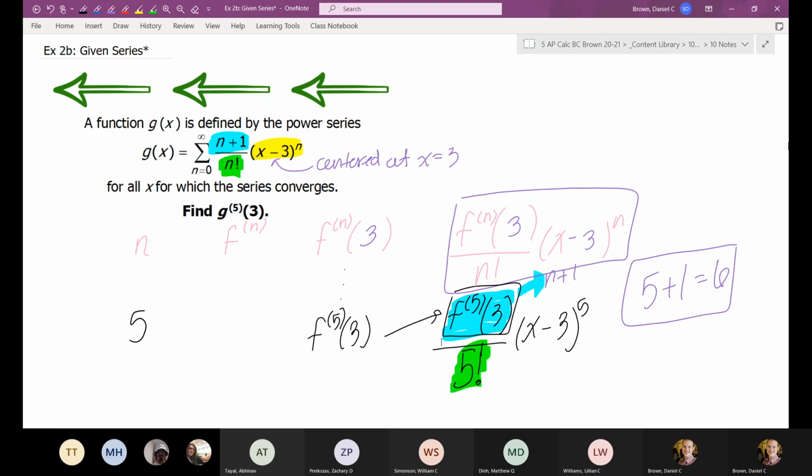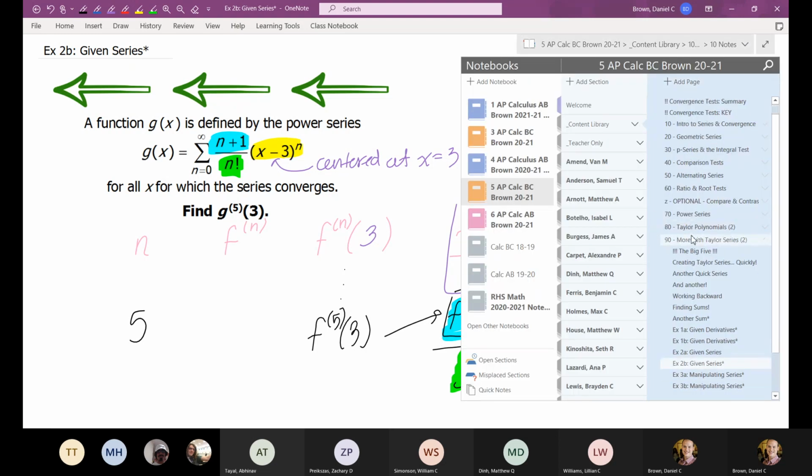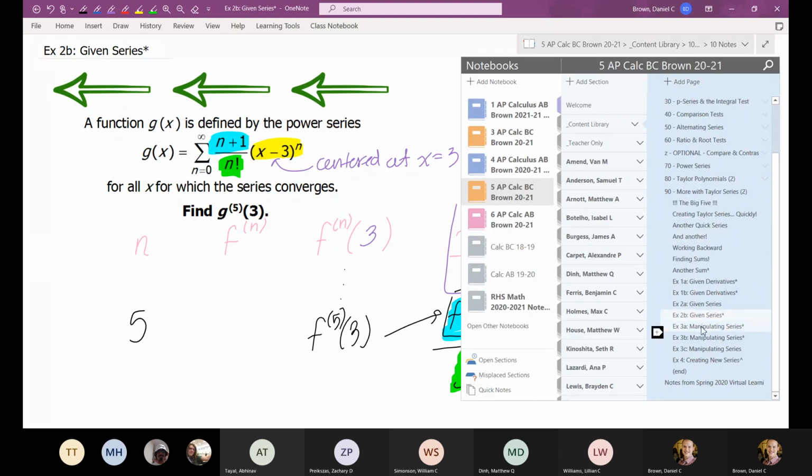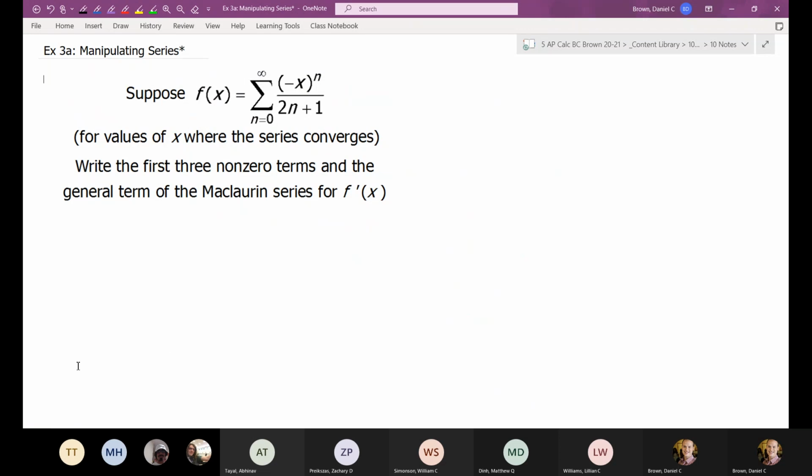Let's do some more. And again, I know a lot of this stuff feels weird, but we're just using stuff that we know. Let's look at 3a. We'll start doing some more fun stuff. Suppose that f of x is equal to the series negative x to the nth over 2n plus 1, for values of x for which the series converges. I had to say that so we could do some calculus with it. And it says write the first 3 non-zero terms and then the general term of the Maclaurin series for f prime of x.